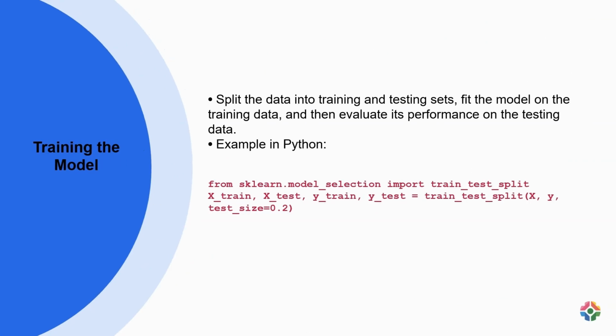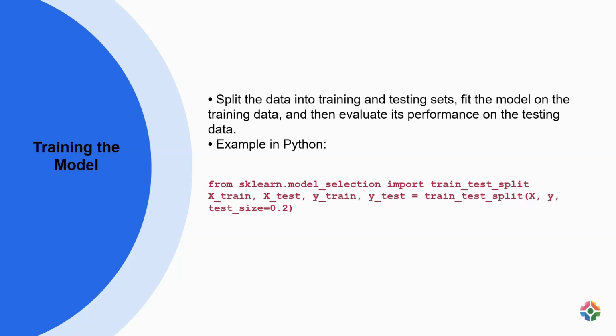When working with machine learning models, it is essential to split our data into training and testing sets. This allows us to train the model on one part of the data and evaluate its performance on a separate, unseen portion. In Python, the train_test_split function from the sklearn.model_selection module is commonly used for this purpose. By calling this function with our feature data X and target data y, along with specifying the test_size parameter, we can split the data into training and testing sets. For instance, setting test_size equals 0.2 would allocate 20% of the data to the testing set and the remaining 80% to the training set.